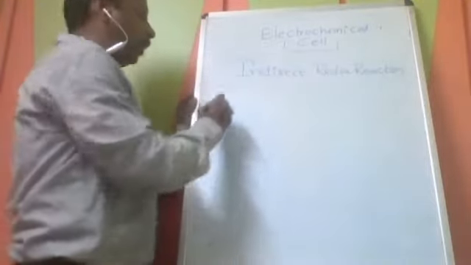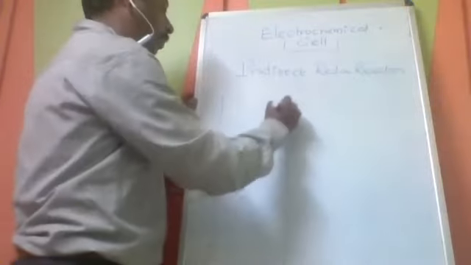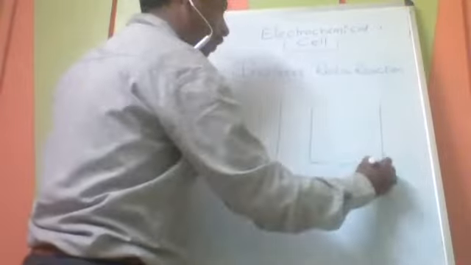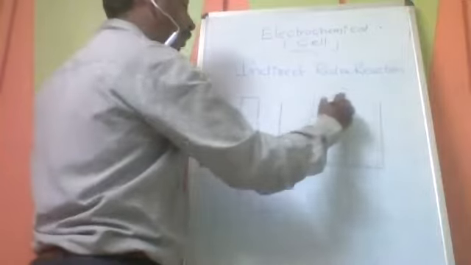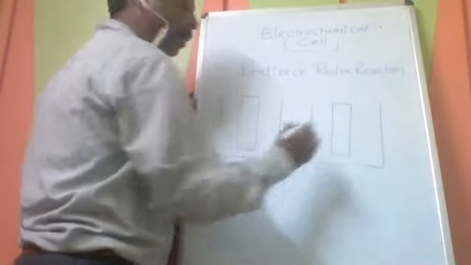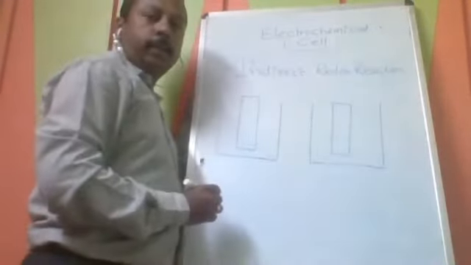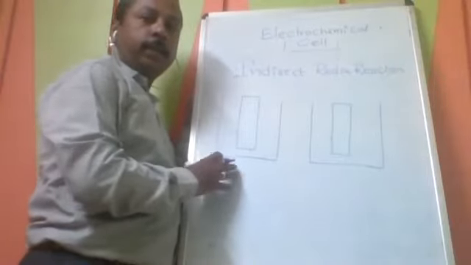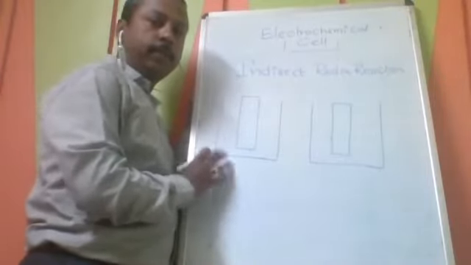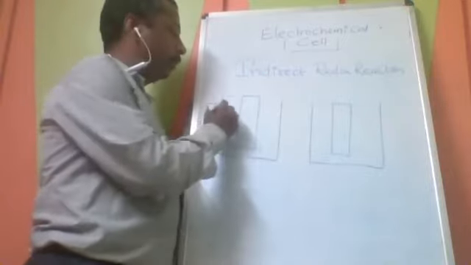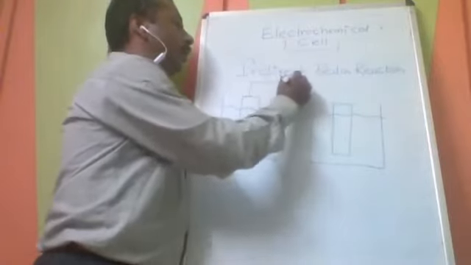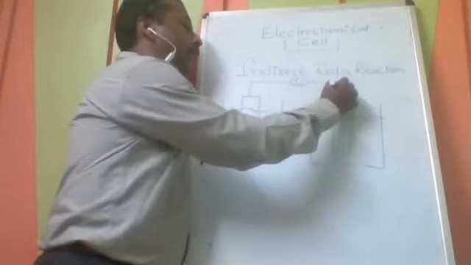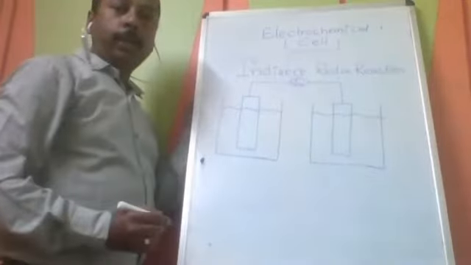In the indirect redox reaction, we will produce electrical energy by using chemical energy. Whereas an electrolytic cell uses electrical energy and converts it into chemical energy. It is just opposite to that. Here we will use some chemical here, some chemical here, and we will convert it into electrical energy.